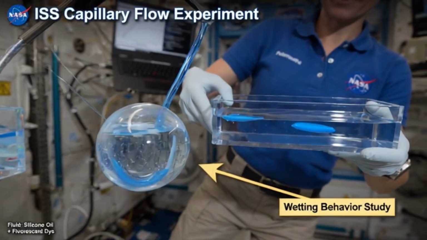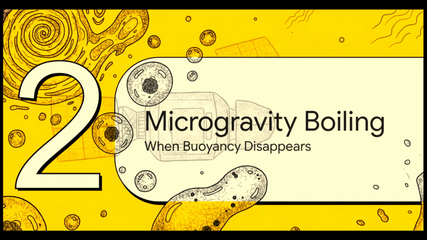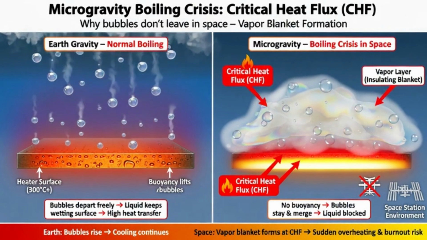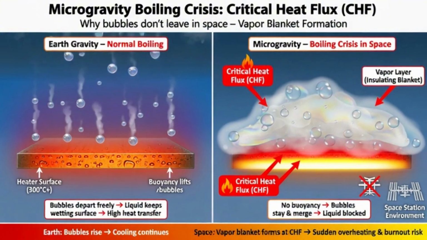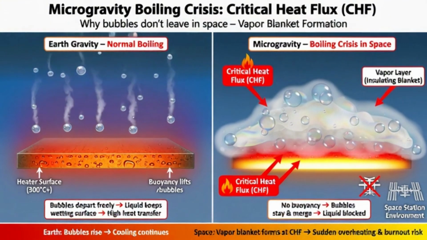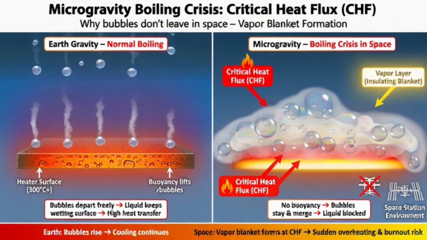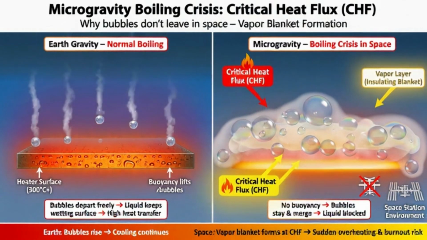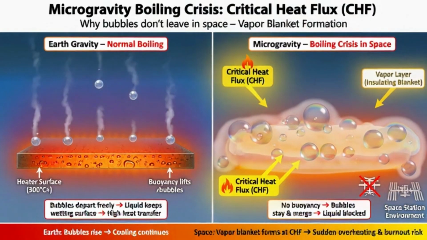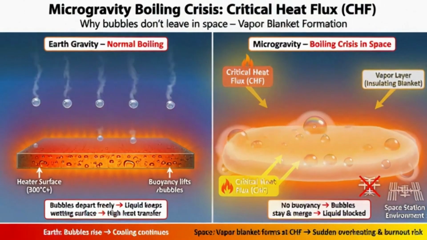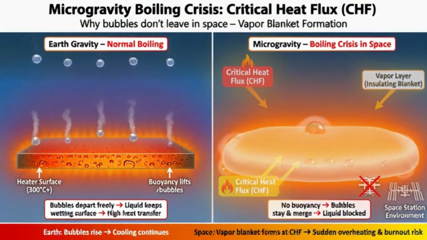Section 2. The microgravity boiling crisis, when buoyancy disappears. Now, here is where the physics gets truly bizarre, and frankly, where spacecraft engineers start to sweat. Let's think about what happens to phase changes when we zero out gravity. Just imagine a standard pot of water boiling. Down here on Earth, bubbles of vapor form on the hot surface, and then buoyancy, which remember is just gravity acting on the density difference between water and vapor, pushes those bubbles upward and away.